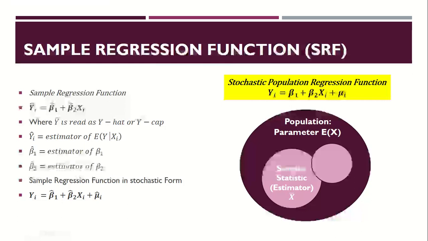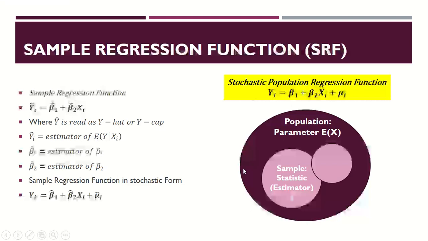Now comes the sample regression function. Here is the sample regression function with its own parameters, this one. That is yi hat equals beta 1 hat plus beta 2 hat xi, where y hat is read as y hat or y cap, and it is the estimator of the expected value of y given xi. Here beta 1 hat is the estimator of beta 1 from the population. Beta 2 hat is the estimator of beta 2.